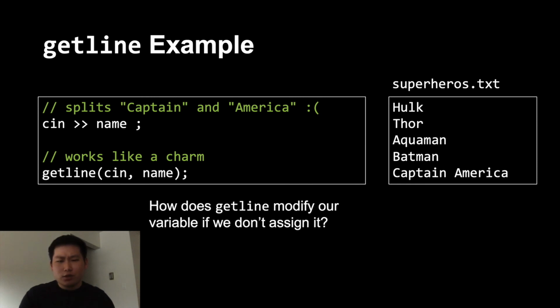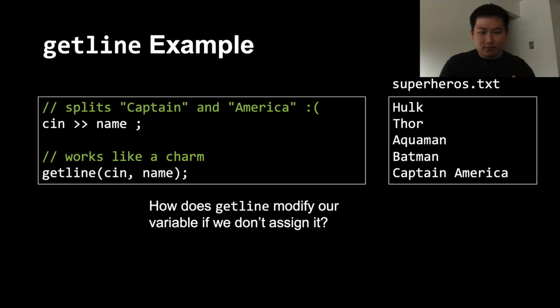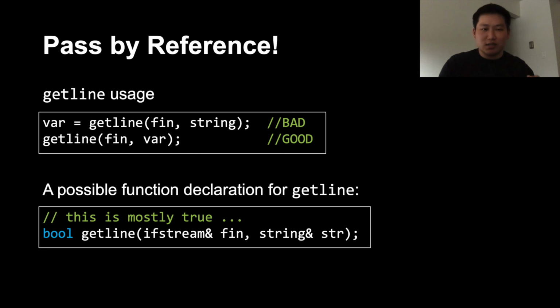Okay, so you might ask, how does getline actually modify our variable if we don't see any assignment going on here in our code? That's a very good question, and the solution is pass by reference. When we're using the getline function, we don't need to assign the output to a string variable. And that's because the getline function takes the string by reference.